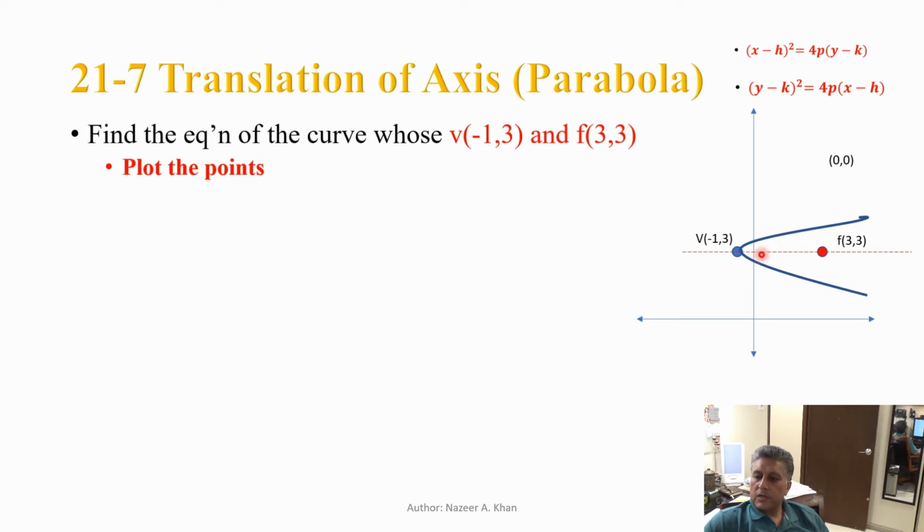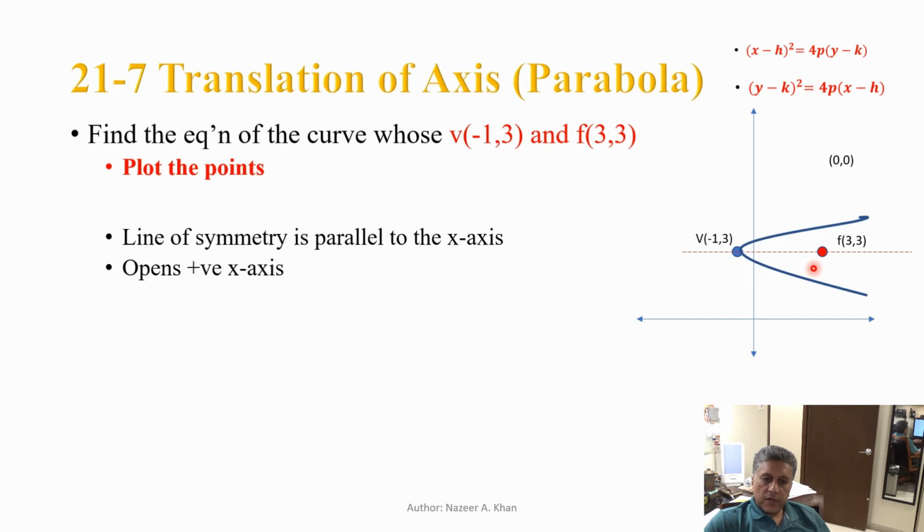Now it's the time to go and pick the equation that matches this. So we know the line of symmetry is parallel to the x-axis, so the x has to be the non-squared term. In this case, this is the equation that fits this description here. Line is symmetrical to the x-axis. We already know that. Open positively, we know that also. And p is going to be 4.